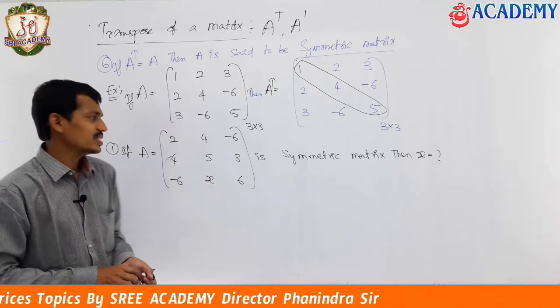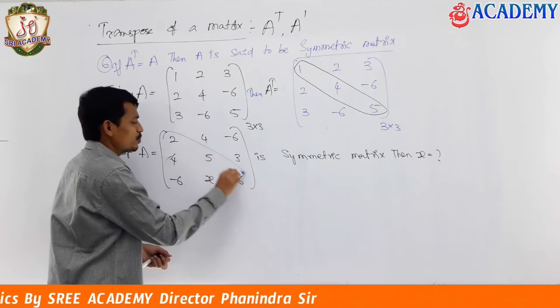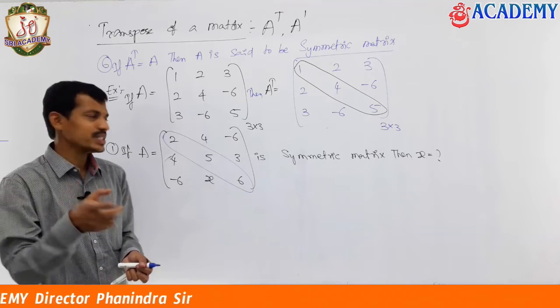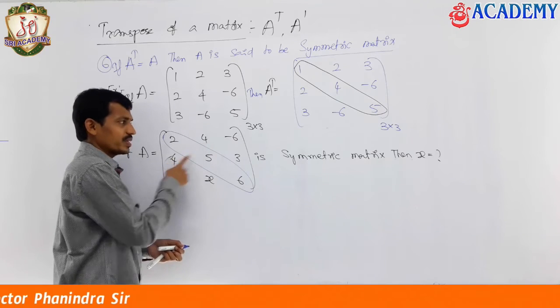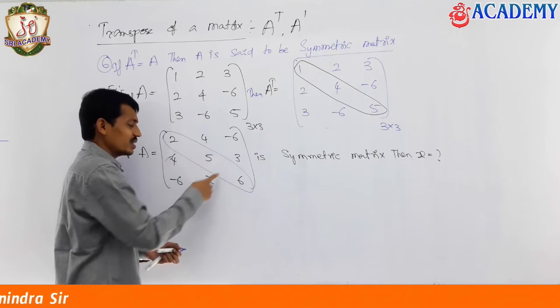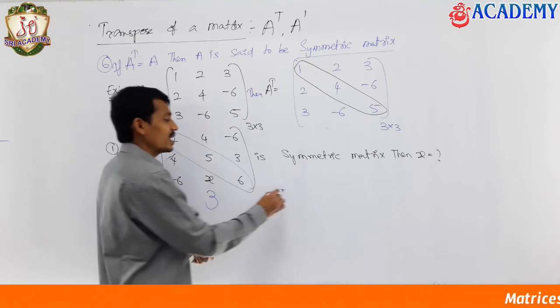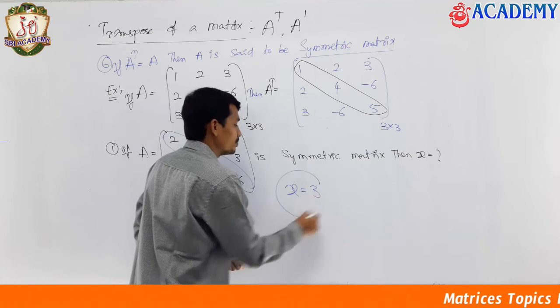Simple 1 mark questions. See here, these are the principal diagonal elements. The remaining elements are always going to be the same. Here 4 is there, 4. Here -6, -6. Here 3 is there. Compulsorily, in place of x we have to put 3. That's why the x value is going to be 3.